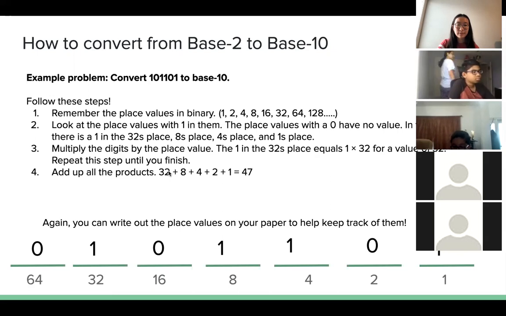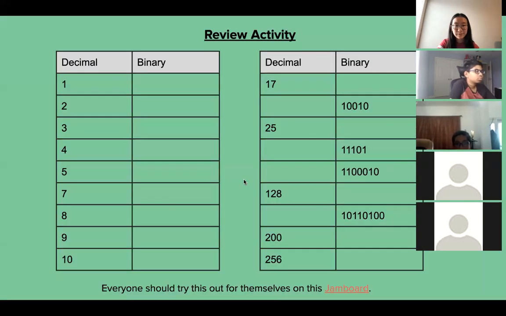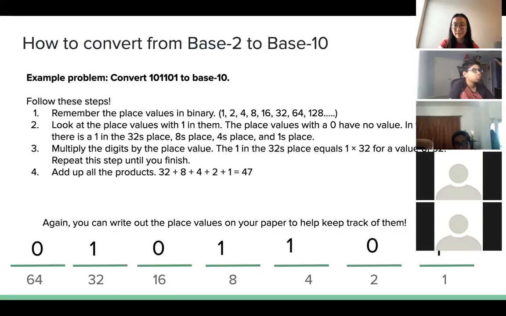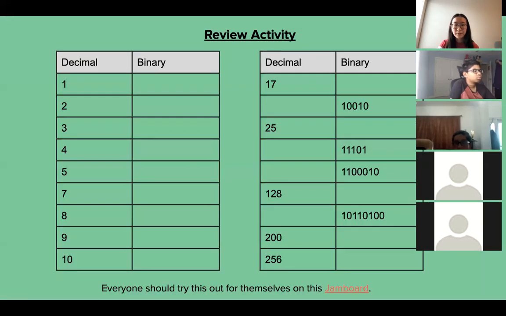So then after you finish that, you just add up all the products. So for example, we just look at the place values with 1s in them, and then we add those up in binary. Oh wait, I think there might have been a mistake in the slides. I don't think it equals 47 because there's not a 2. So maybe it should equal 45, but let's ignore that.